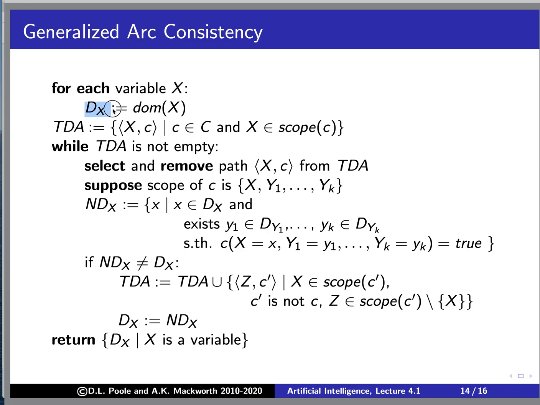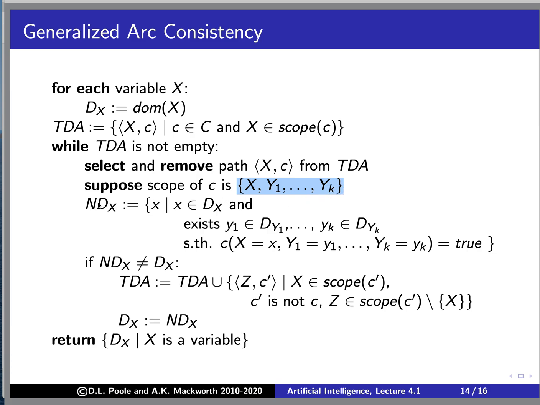For each variable, we're going to get a domain. We start with this variable D_x, which starts off as the domain of x, and then we're going to start pruning it. Then there are all the arcs that we need to do, the to-do arcs. These are all the pairs (x, c) such that c is a constraint and x is in the scope of this constraint. We're just going to keep looping through these to-do arcs, selecting and removing an arbitrary element (x, c) from this set, and supposing the scope of c is all the variables in c.